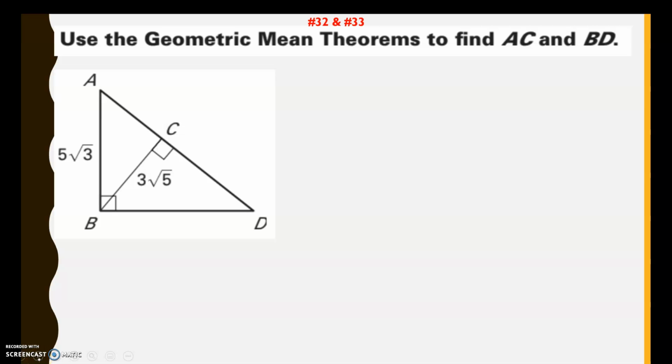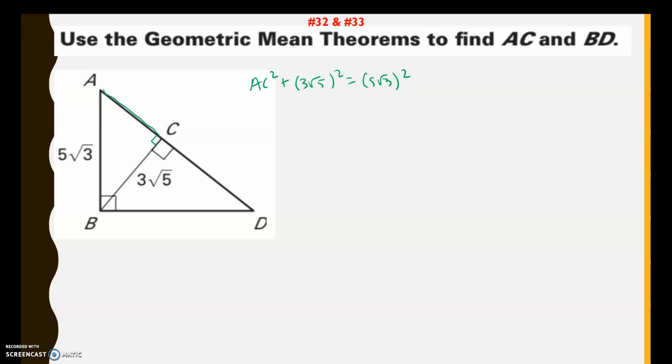The next one, 32 and 33. I want to find the length of AC and BD. First, I'm going to use my AC, this guy right here. I'm going to use the Pythagorean theorem to find him. So this is my right angle right here. So I'm going to have AC squared plus 3 rad 5 squared is equal to 5 rad 3 squared.